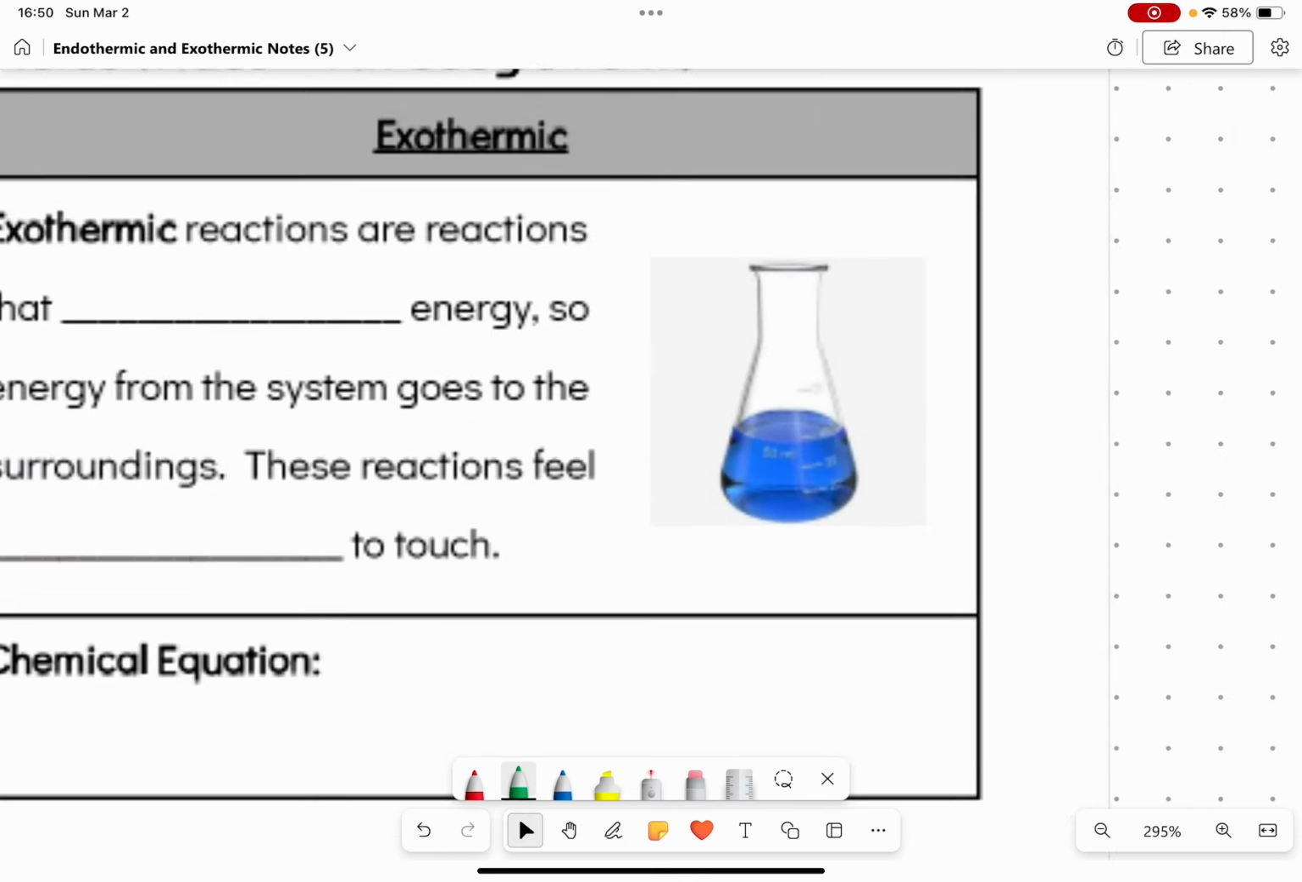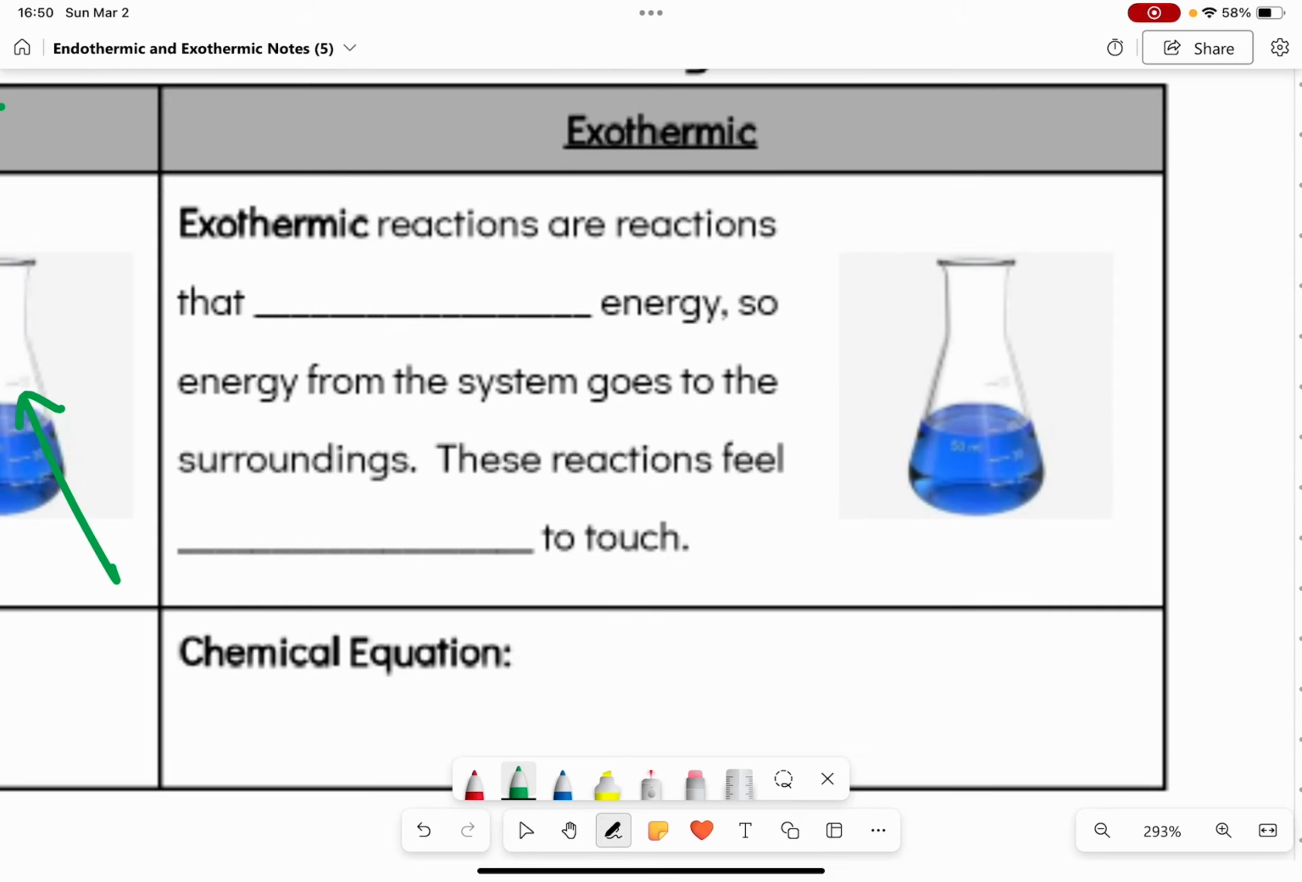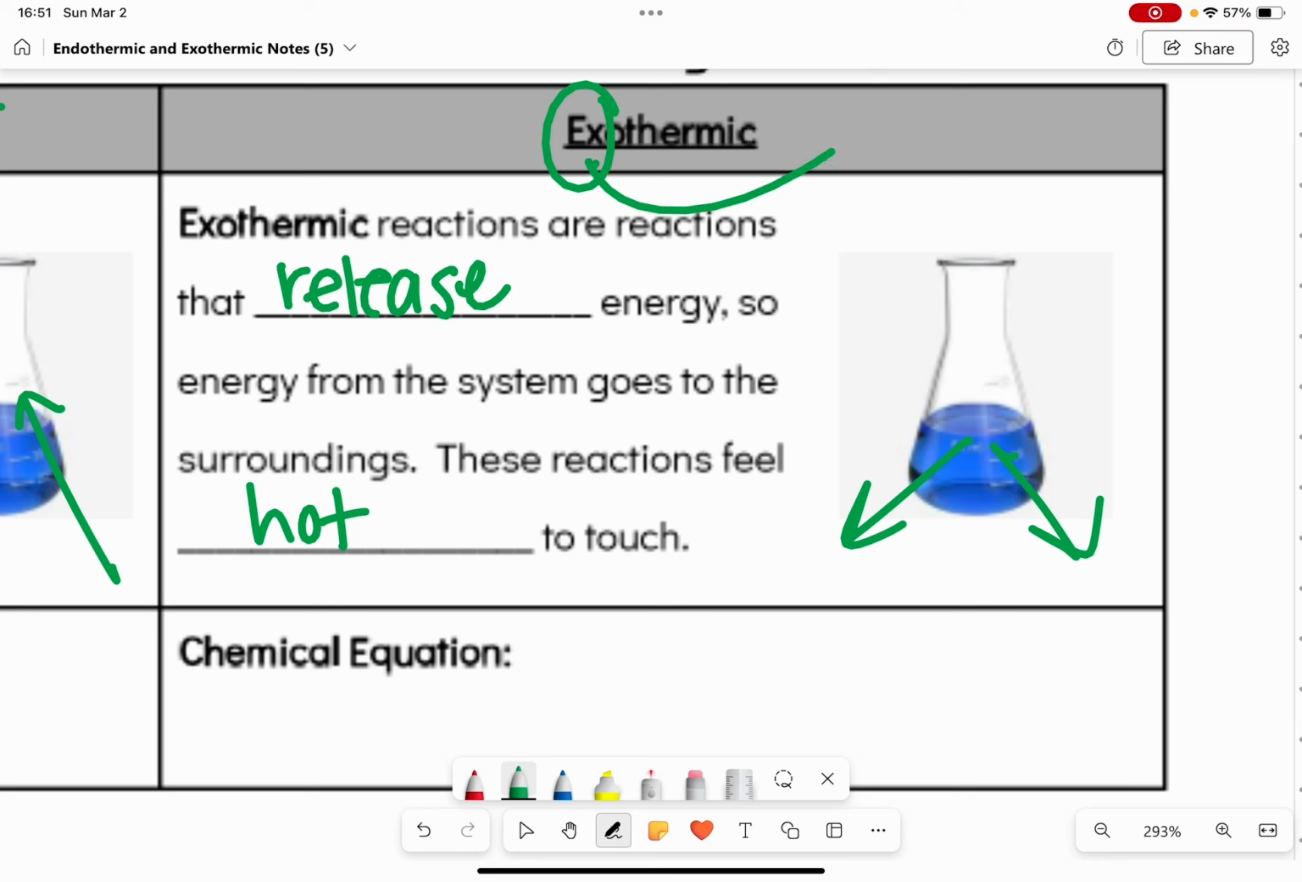Now, exothermic is the opposite. Exothermic reactions are reactions that release energy. So energy from the system or the reaction goes out to the surroundings. These reactions are going to feel hot. Okay, so your chemical reaction is releasing energy. Your arrows are going to go outwards to show that the energy is being released. Now, exo, I always say, sounds like exit. Energy is exiting the reaction, so it's going outwards.